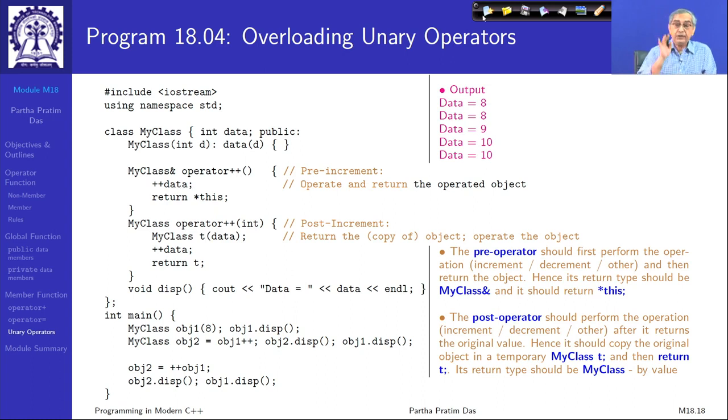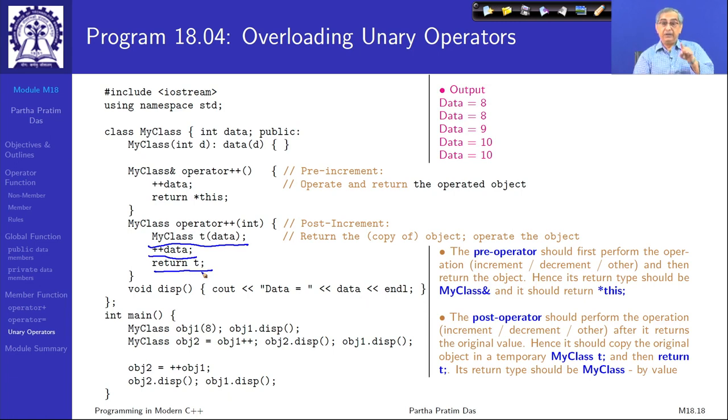What if I do a post increment? What do I want? I want the current object to change, be incremented, but the object returned must be the old object. So, I have to remember the old object. This is where I remember the old object. I will need a copy constructor for that. So, that t becomes my old object. Then I increment data. So, my current object is incremented, and then I return that object.